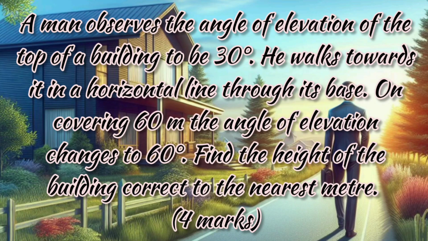The 11th question: A man observes the angle of elevation of the top of a building to be 30 degree. He walks towards it in a horizontal line through its base. On covering 60 meter, the angle of elevation changes to 60 degree from 30 degree. Find the height of the building correct to the nearest meter.